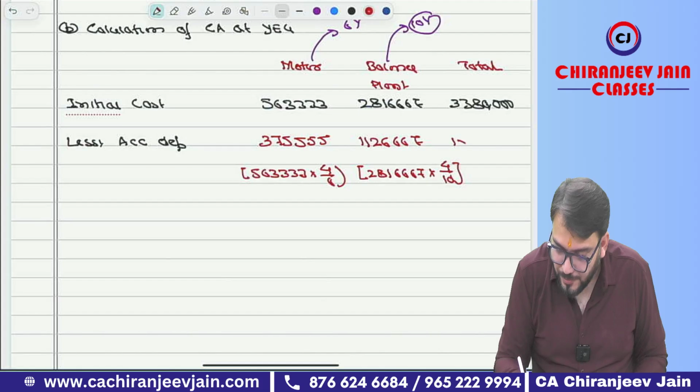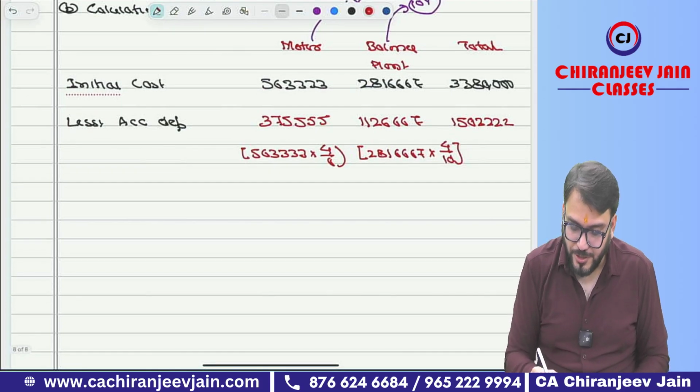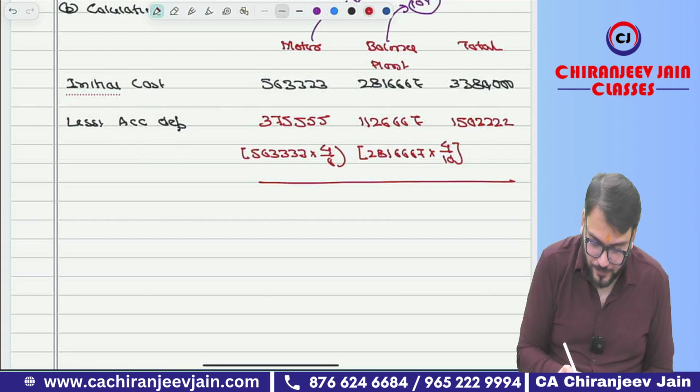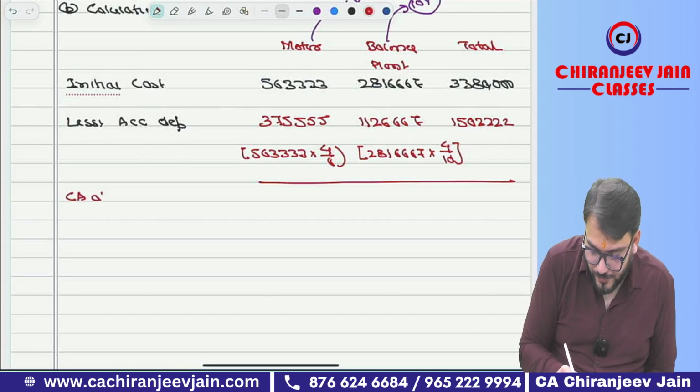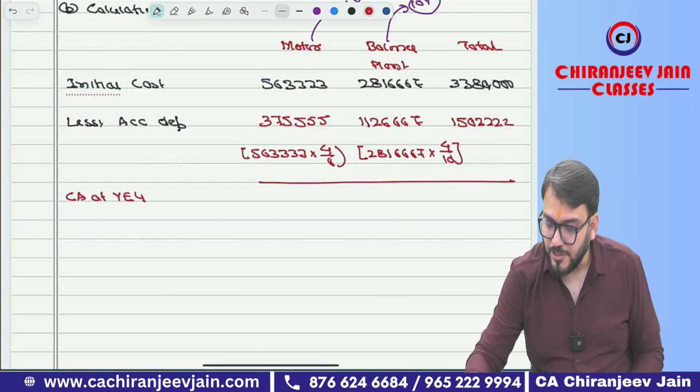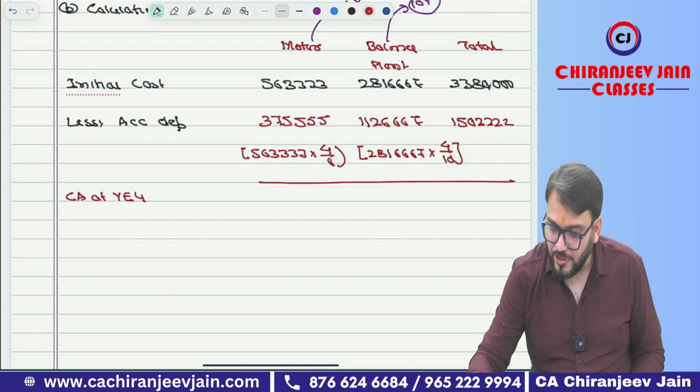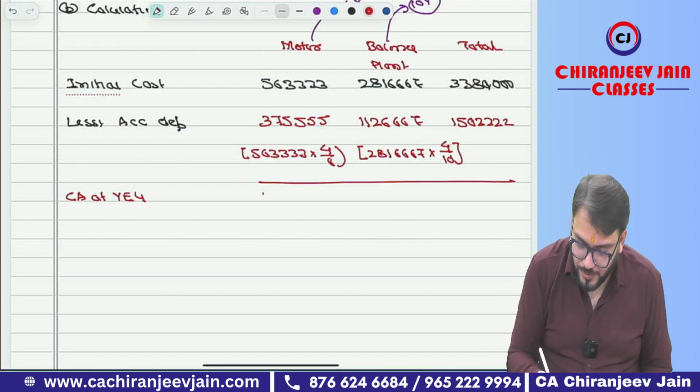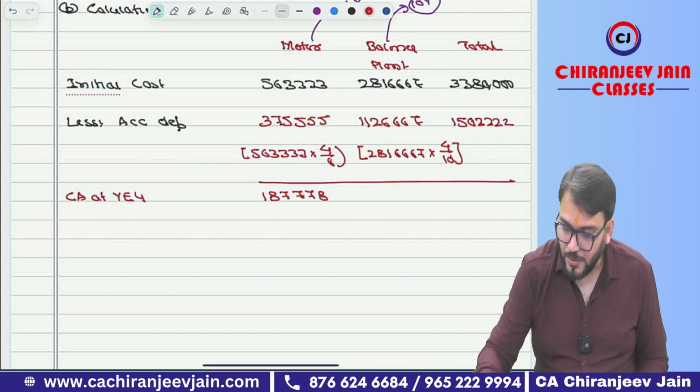That is 15,02,222. Got this point. Now can you give me the carrying amount? So carrying amount at year end 4 is how much? 563 minus 375 is equal to how much? 1,87,778.